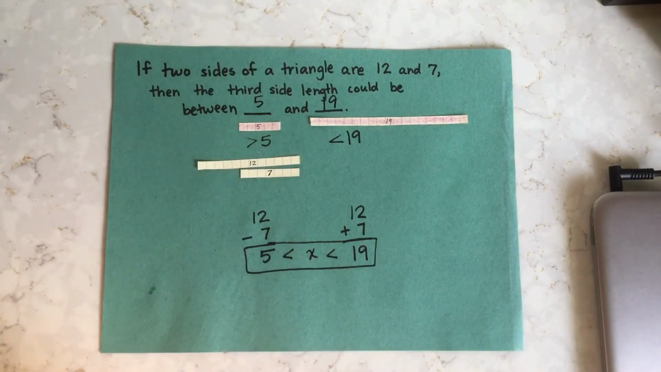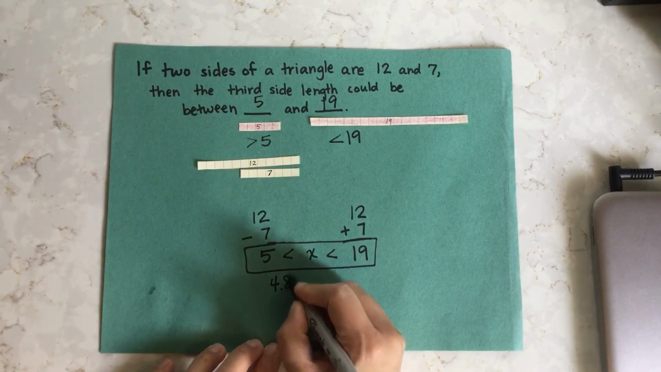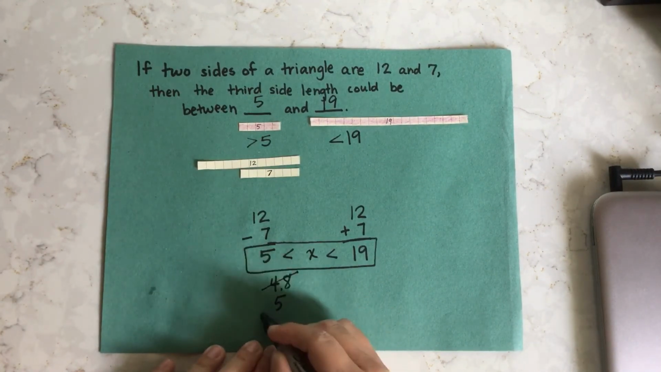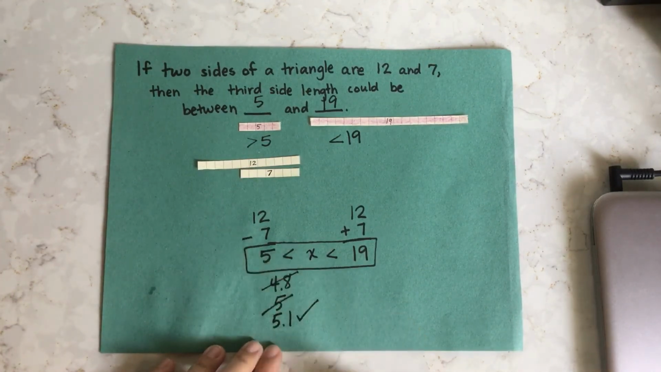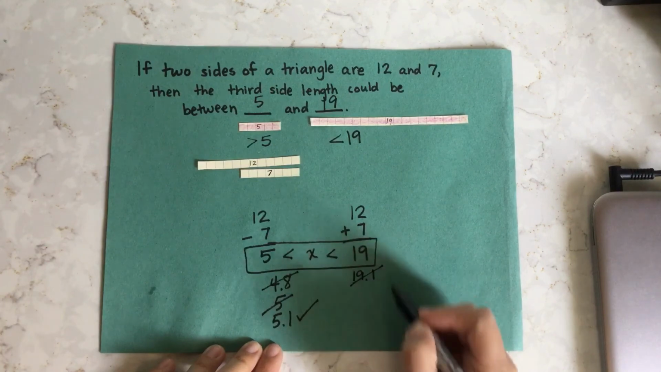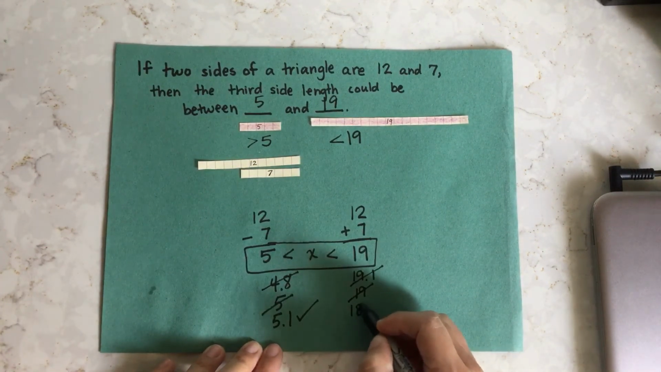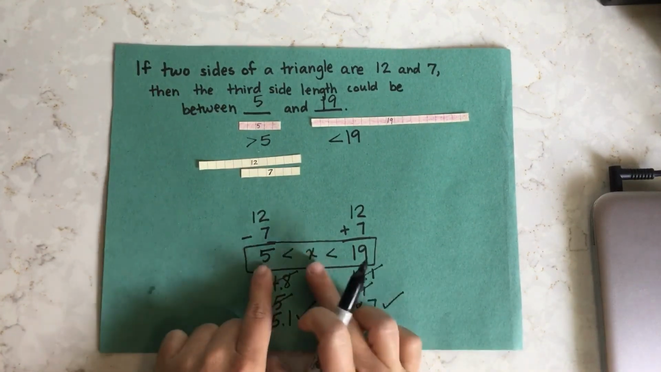It cannot equal 5, it cannot equal 19. That means 4.8 doesn't work. 5 doesn't work. What about 5.1? Yes, because that's greater than 5. Okay. 19.1, that's too big. 19, still too big. But 18.7, that one would work, okay, because it's in that range.